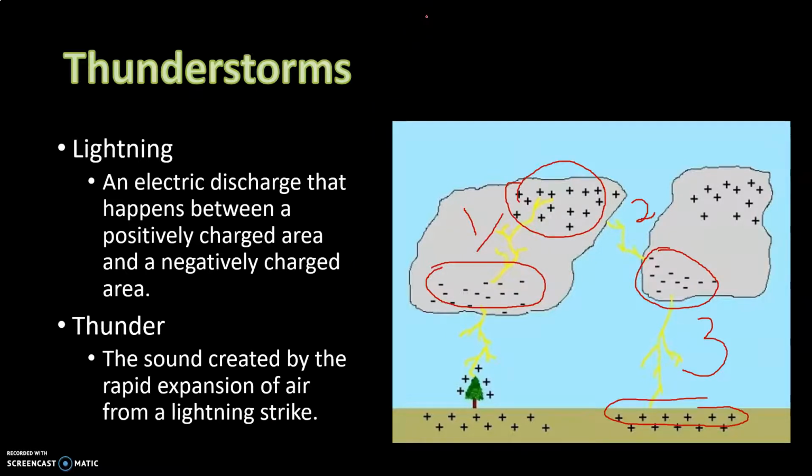All right, then we have thunder. Thunder is the sound created by the rapid expansion of the air from the lightning strike. So it's the sound created when that lightning physically strikes the air. Obviously, the closer it is, the quicker the sound will arrive. So one more time, three types of lightning. Intra-cloud means same cloud. Intercloud means different clouds, or cloud to cloud, and cloud to ground is when it hits from the cloud to the surface of the ground.